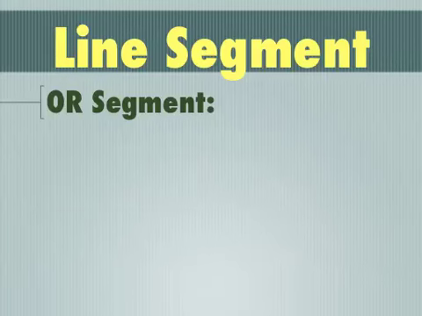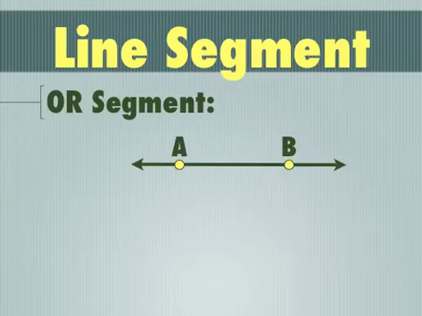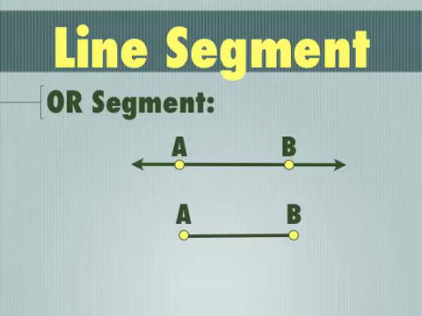A line segment, or just a segment. This would be an example of a line. We have the 2 arrowheads with points A and B on it. And this would be an example of a line segment. If you notice, I've taken off the arrowheads. A line segment ends at 2 points. A line extends through 2 points.